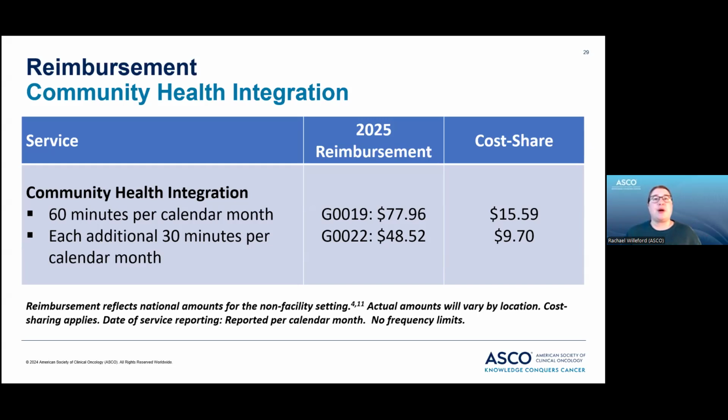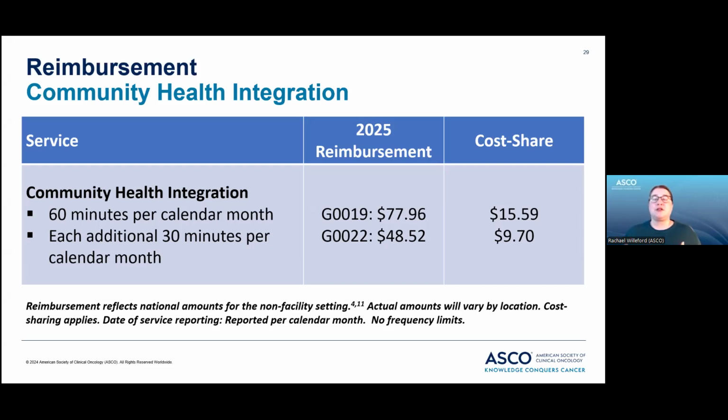The G0019 would be reported for the first 60 minutes per calendar month for the services, and each additional 30 minutes per month reported with the G0022. Reimbursement in 2024 is currently set at $80.56 for the primary code and $50.26 for that add-on code. Now, in 2025, we're looking at reimbursement being $77.96 and $48.52, respectively, with the cost sharing estimated at the CMS 20%.